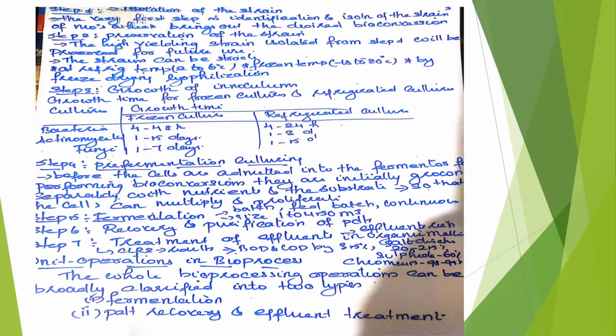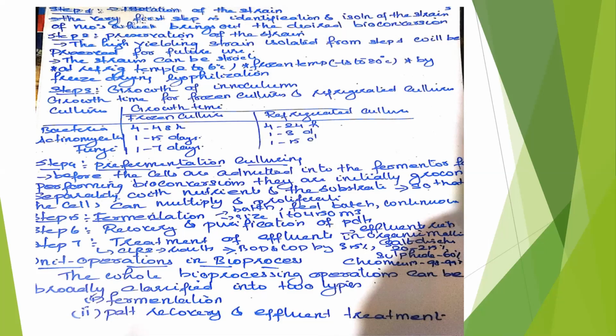The strains can be used as stocks, stored at refrigerated temperature, that is 2 to 6 degrees Celsius, or at frozen temperature, minus 18 degrees Celsius, or by means of freeze drying, lyophilization. These are the different preservation techniques that can be used. And step 3 is growth of inoculum. The frozen cultures from step 2 will be further cultivated.